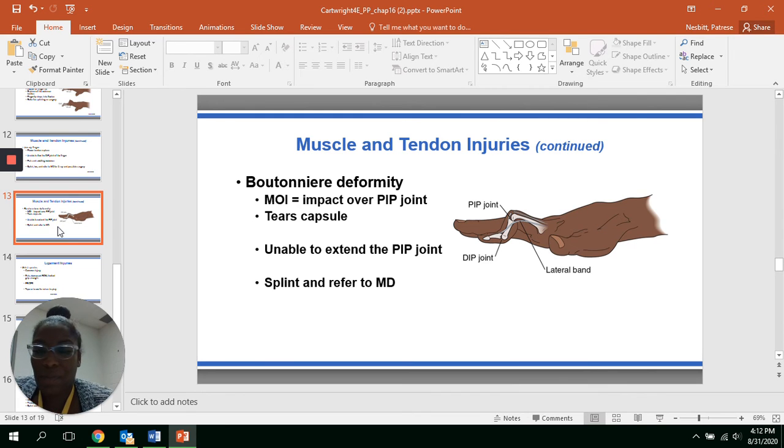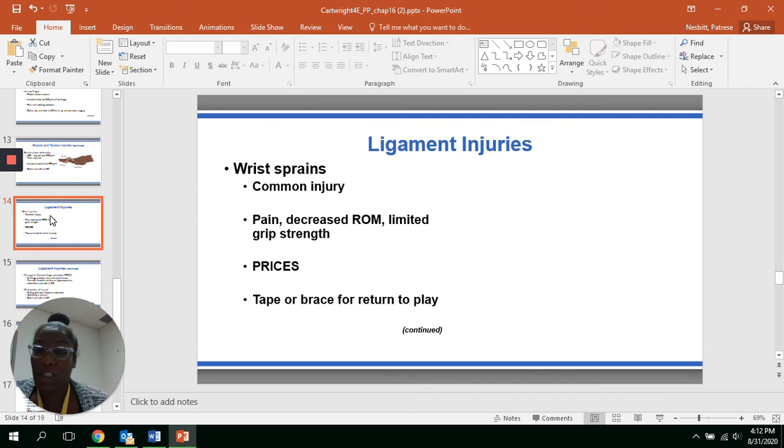Boutonniere deformity is a deformity where there is an inability to extend at the proximal interphalangeal joint, or PIP. In this case, a medical physician should be referred or sought after, and a splint is needed to repair. All right, so wrist sprains are very, very common, especially with the excessive use of our hands. Make sure you effectively tape or use a brace for that injury, so that the athlete can return to play.